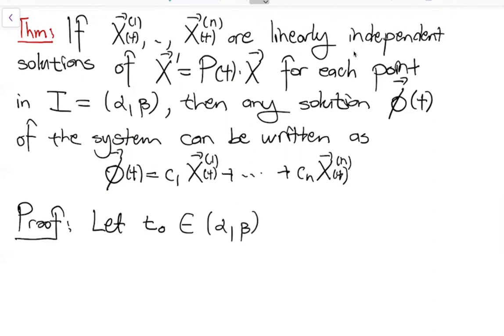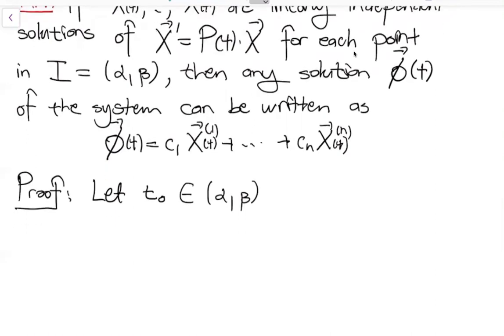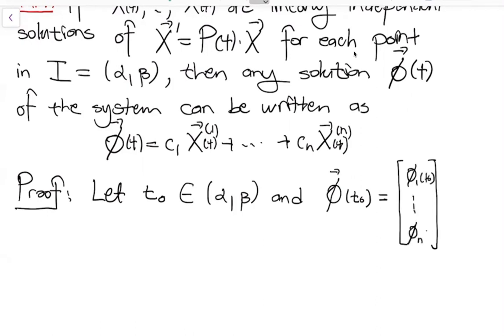Now let's evaluate the solution phi at t0. For each component, of course, it will be evaluated. Let's say this is phi1 t0, like this, up to phi n t0. So we will get some numbers here. Let me use k1, k2 till kn.